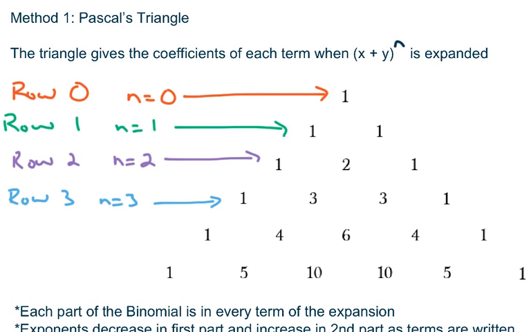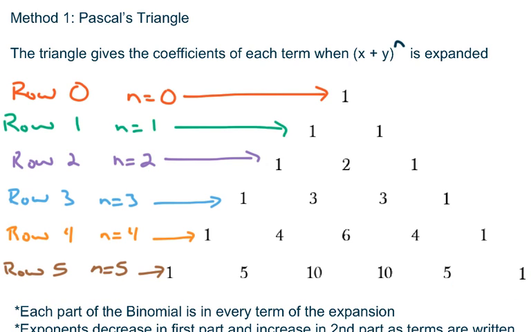I'm running out of colors. We'll go to orange. Row 4, when n equals 4, is this one, and then we'll go to brown here. The last one on this picture, row 5, is when n is equal to 5. Okay, so if we're raising something to the 5th power, this is the row we're going to use. And what this does is tell us the coefficients of our expansion when we actually go through the process.